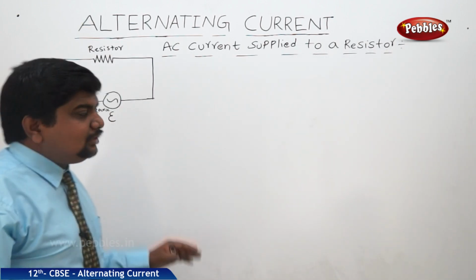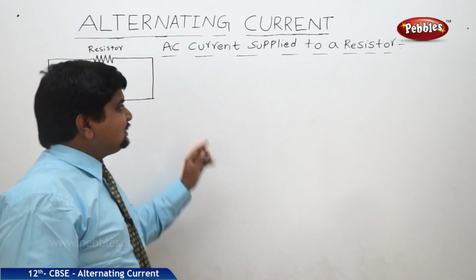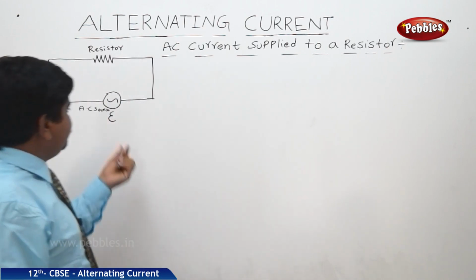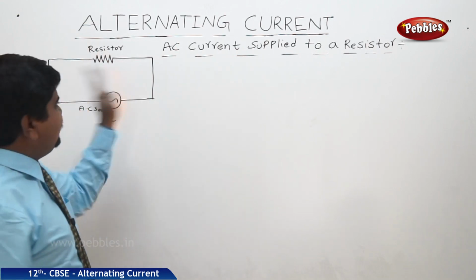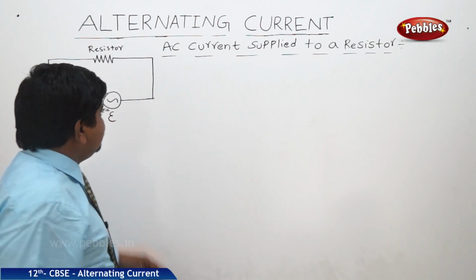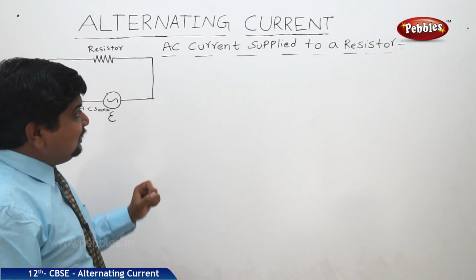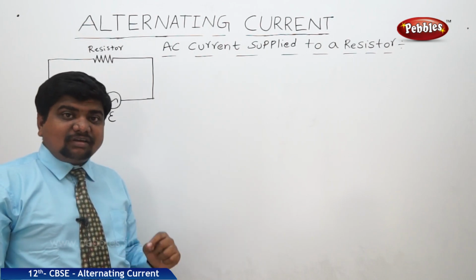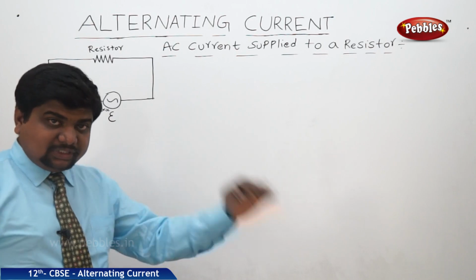Now, in the beginning of this chapter, I have given some point. The point is alternating voltage. That means whenever an alternating source is connected to any resistor or any capacitor or any inductor, the voltage produced is called alternating voltage. Alternating voltage is a function of sine with variable frequency with respect to time.